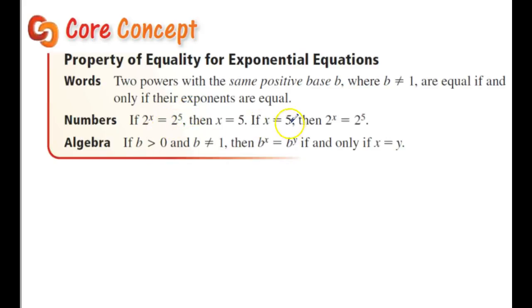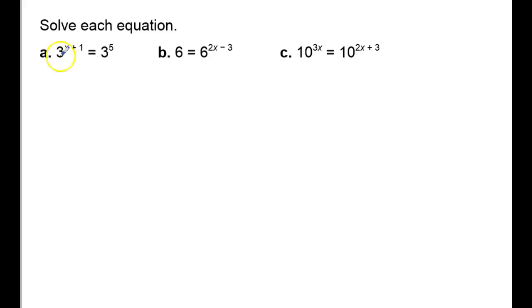I also know that if I have x equals 5, I can work backwards and make them both the exponent, as long as my base is the same. This is written in numbers and then some algebra, but that's really what it means: if my bases are the same, then I can set my exponents equal. So let's look at these couple of examples.